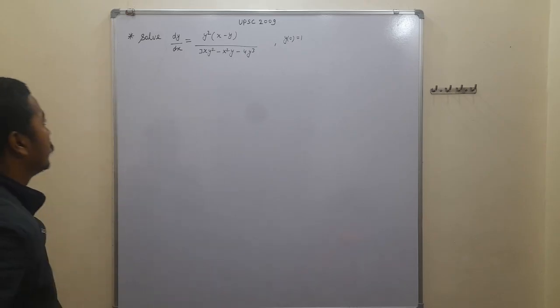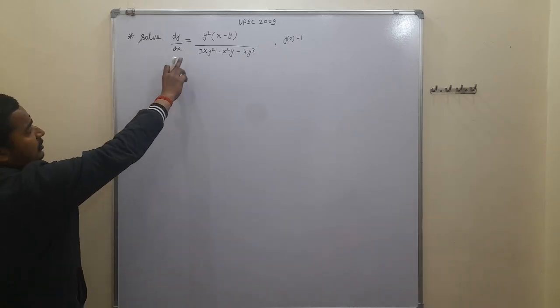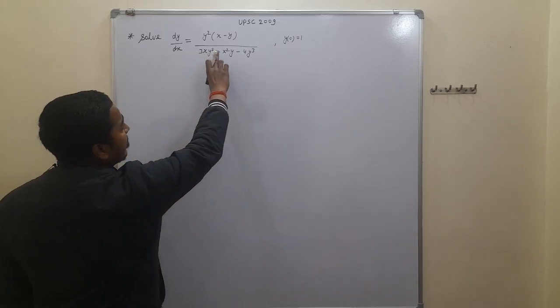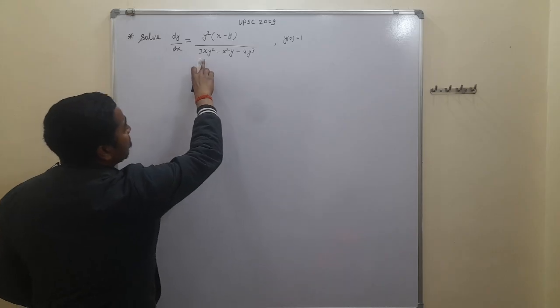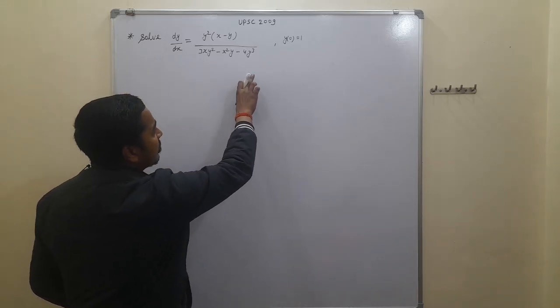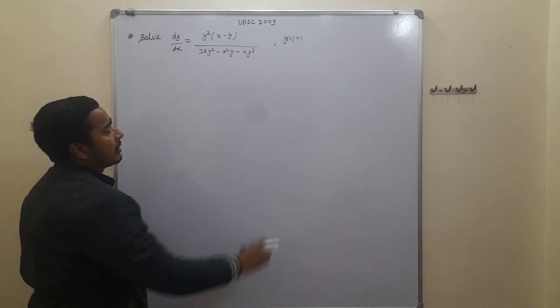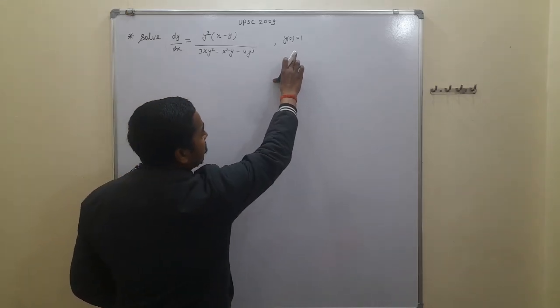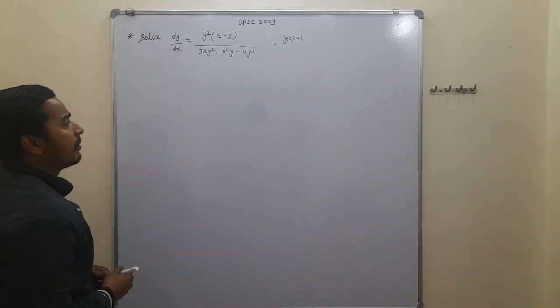Here in the question, solve dy/dx = y²(x − y) / (3xy² − x²y − 4y³), and the condition is given: y(0) = 1. Let's solve the problem.